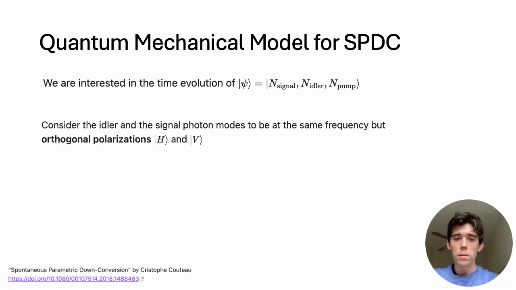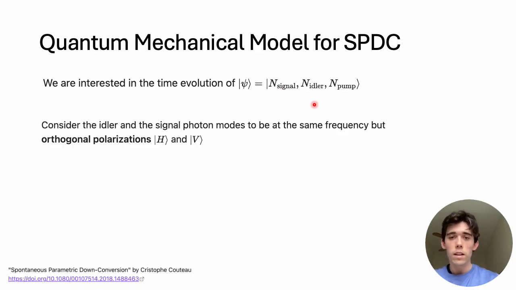So there's a great review paper by Christophe Couteau that goes into a quantum mechanical model for spontaneous parametric downconversion. And what we're interested in this case is a quantum state that contains a certain occupation of photons at the signal mode, the idler mode, and the pump mode. And what's going to happen is that the signal and idler mode photons are what will be entangled. So what's important for our purposes for generating entanglement in the polarization is that the signal mode and the idler mode are at opposite polarizations.